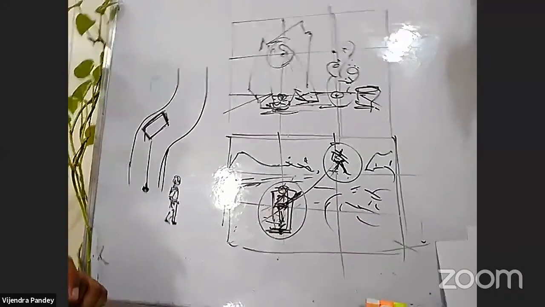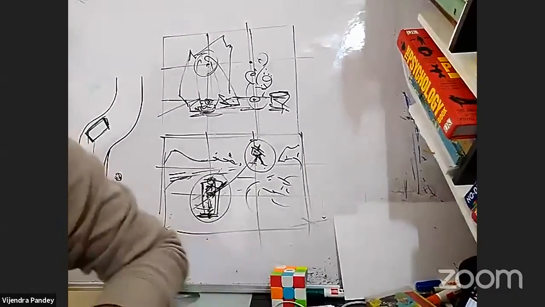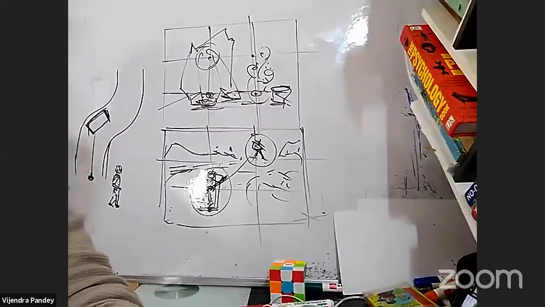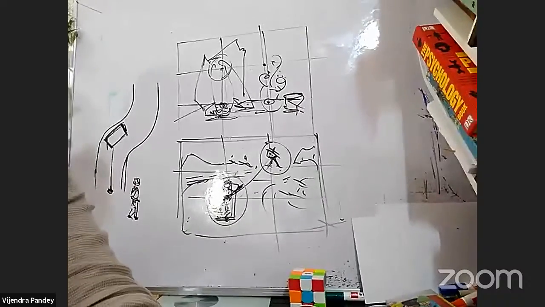Okay, so let's see that you're able to draw. You have 5 minutes to visualize and draw. 5 minutes. Quickly do that. Have a look. Quickly do and send in your respective group. 5 minutes.